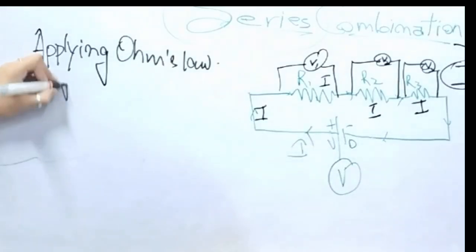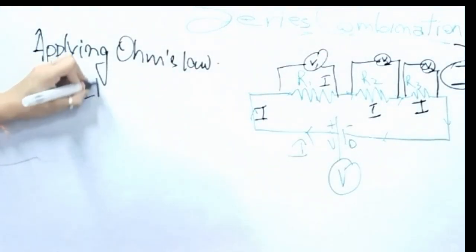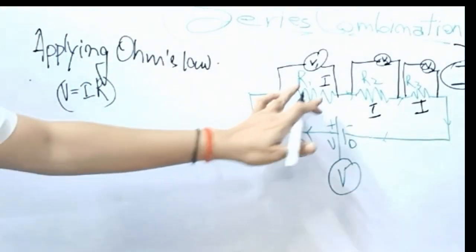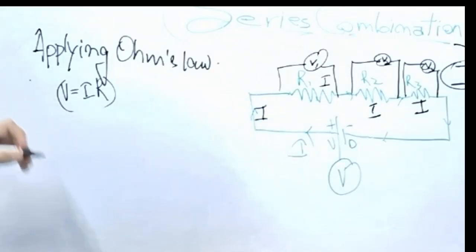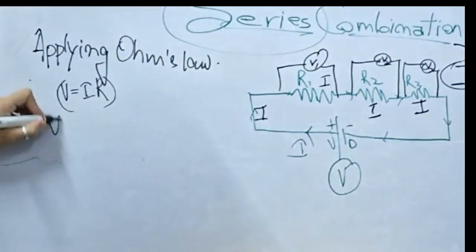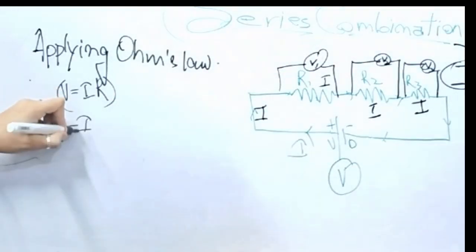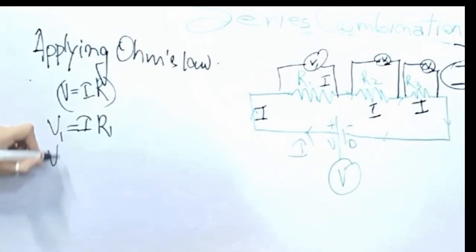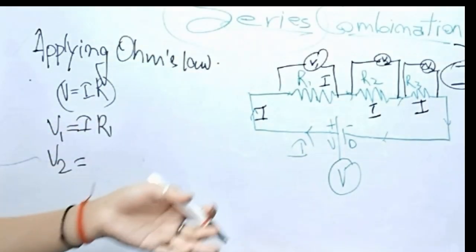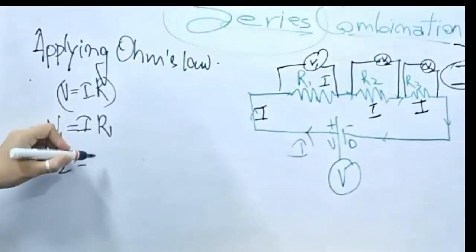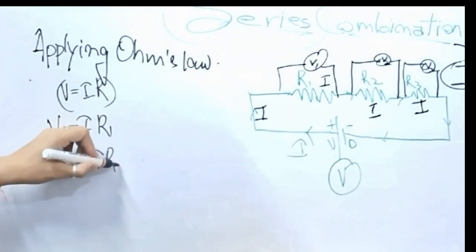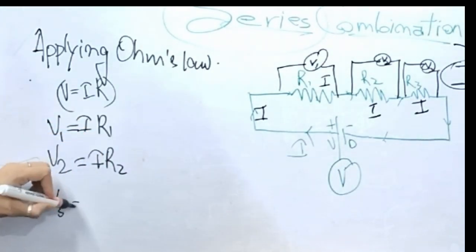What is Ohm's law? V is equal to I R. So now we will apply this first across R1. So what is the potential difference across R1? V1. So V1 is equal to I, which is the same, and R1. Across R2 we will apply Ohm's law, so V2 is equal to I R2. V3 is equal to I R3.